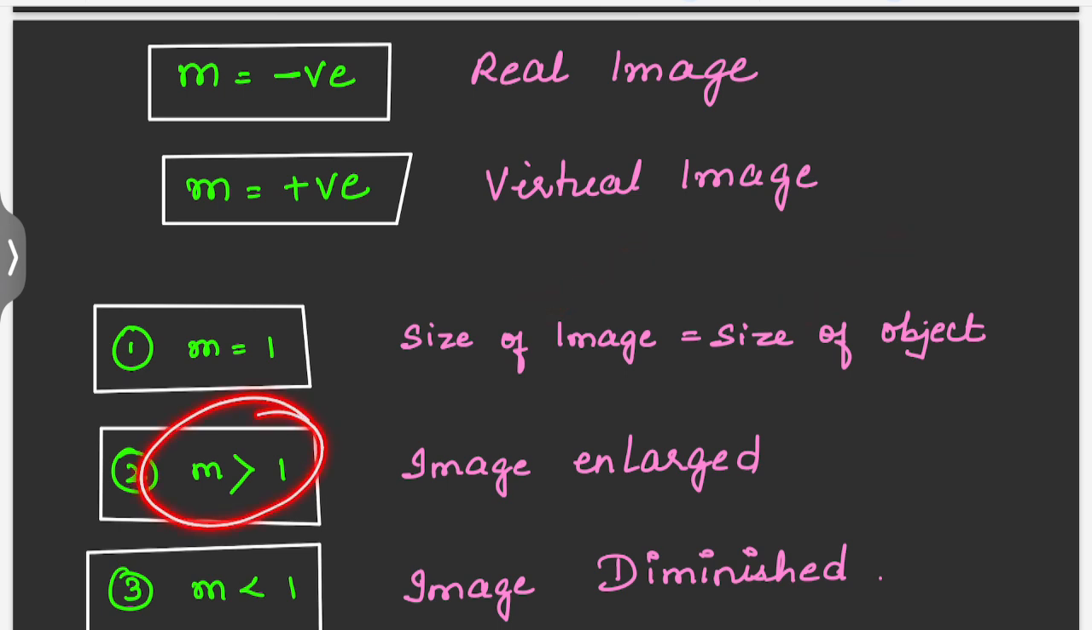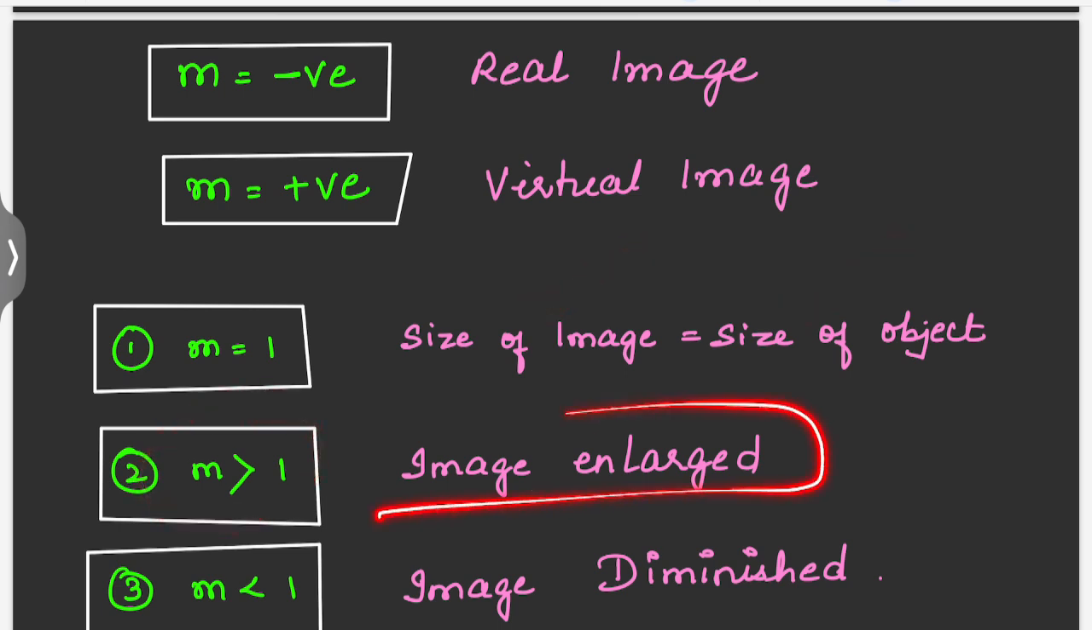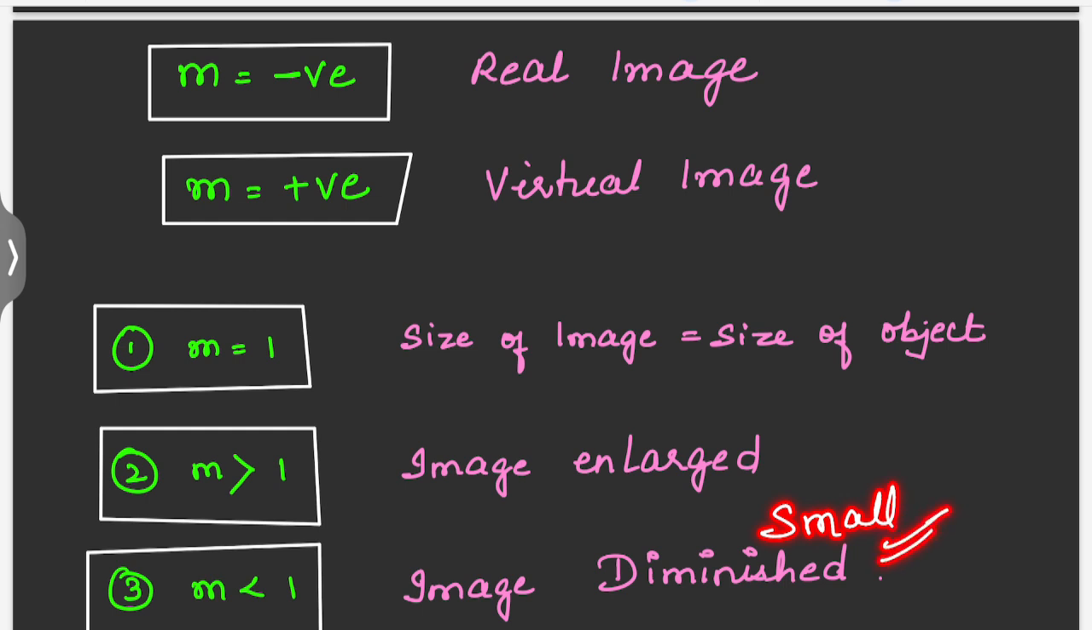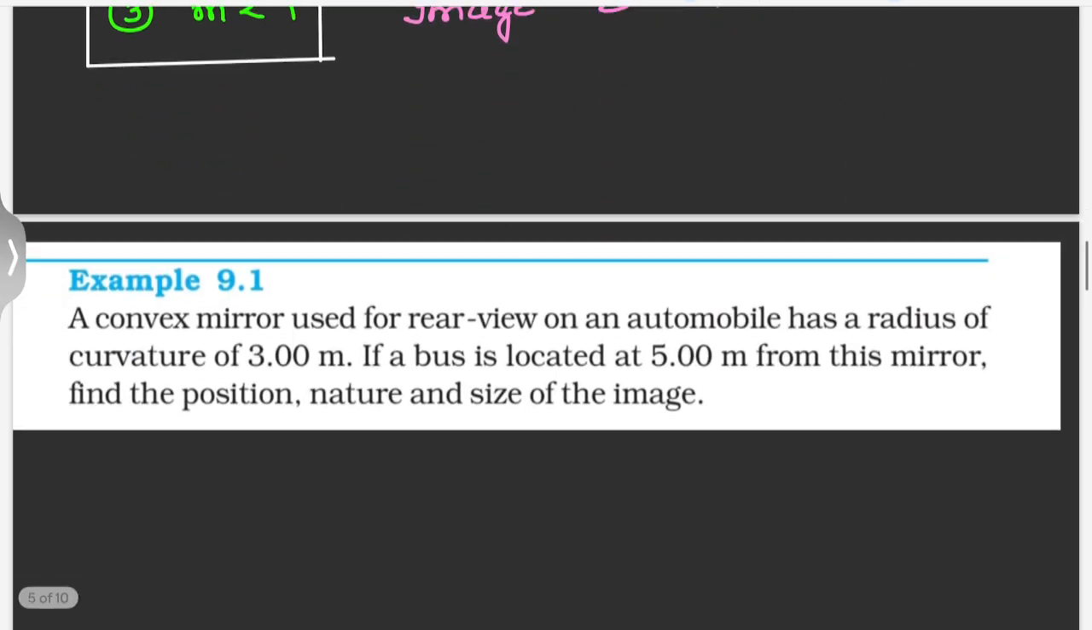If M value is greater than 1, then the image is enlarged. Enlarged meaning a bigger image will be obtained. If M value is less than 1, then the image is diminished. Diminished meaning reduced, or you can say it is small. So the image formed is small when compared to that of the object. So these are the important points we will make a note of before calculation.